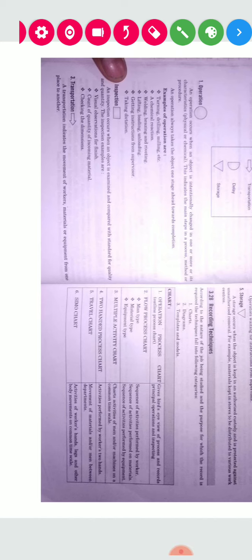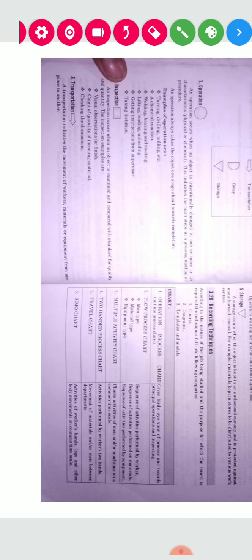After this we come to the fourth one, the two-handed process chart, which records the activities performed by a worker with two hands. Through it we learn how much time the individual hands are engaged and how much time they are idle. After this is the travel chart, which deals with the movement of material and man between departments. Simply, man, machines, and materials travel between the different departments.